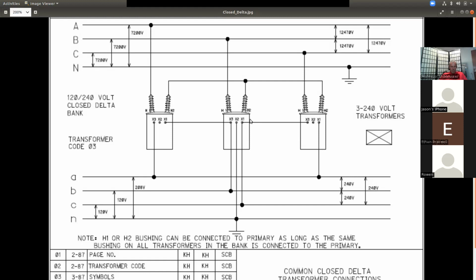So left and right are power. Yeah. In the middle, lighting. Correct.